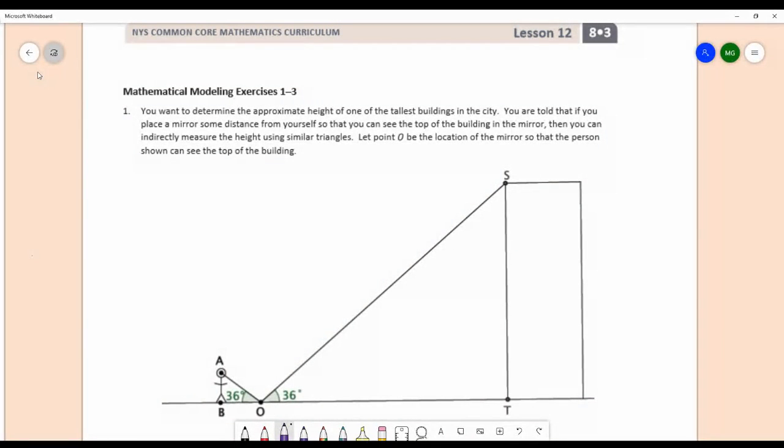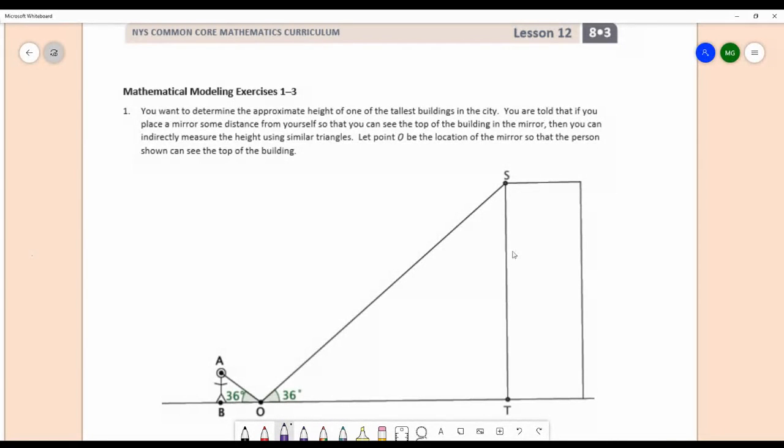All right, we are on the top of page 136. You want to determine the approximate height of one of the tallest buildings in the city. You are told that if you place a mirror some distance from yourself so that you can see the top of the building in the mirror, then you can indirectly measure the height using similar triangles. So let point O be the location of the mirror so that the person shown can see the top of the building.